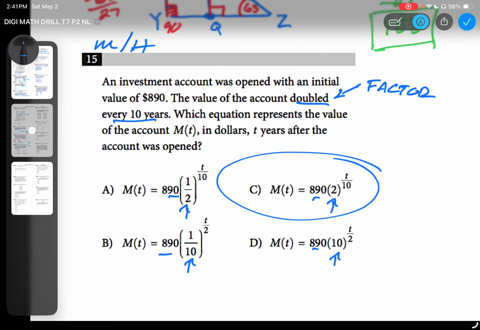But what about the exponent t over 10? They're saying that it doubled every 10 years. So it's going to double when t equals 10. 10 years over 10 would be equal to the first power, because 10 over 10 equals 1. So what's 2 to the first power? 2. Then what's 2 times 890? That's going to be 1,780, and that would certainly be double.